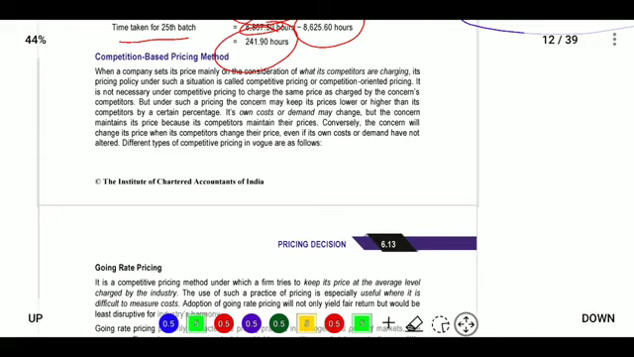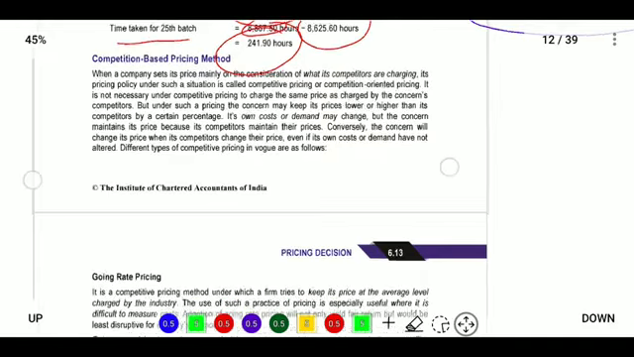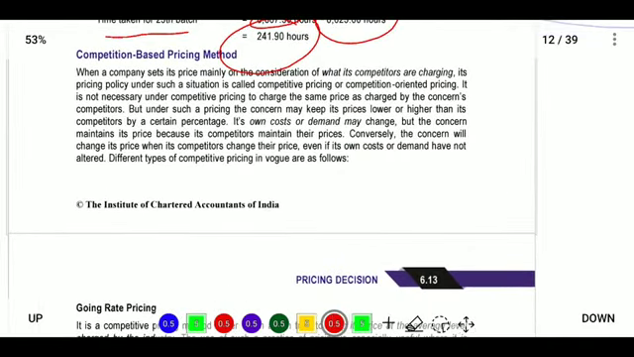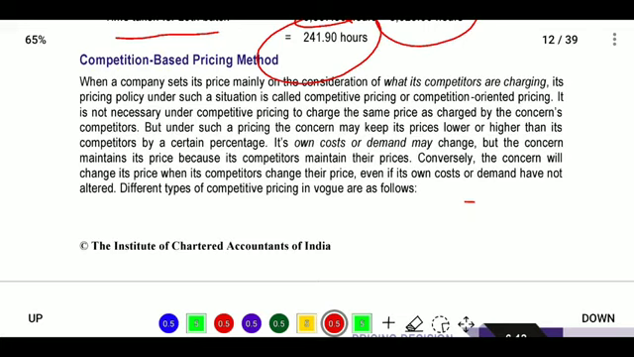Now we will come to the competition based pricing method. Here, competition based pricing means the company will set its price mainly on the consideration of what the competitor is charging. If the competitor is charging 10 rupees, we will charge 10 rupees, or if he is charging 12 rupees, we will charge 11 rupees. Then we will get more customers. If he is charging 100 rupees, we will charge 99 rupees.